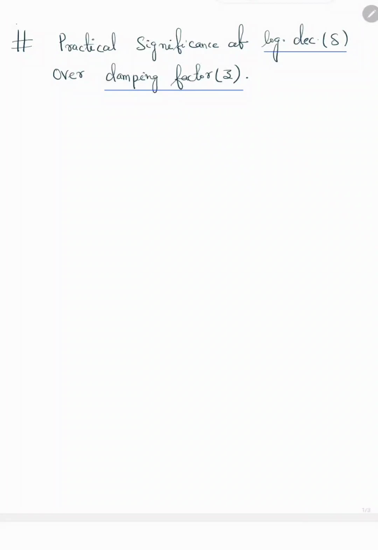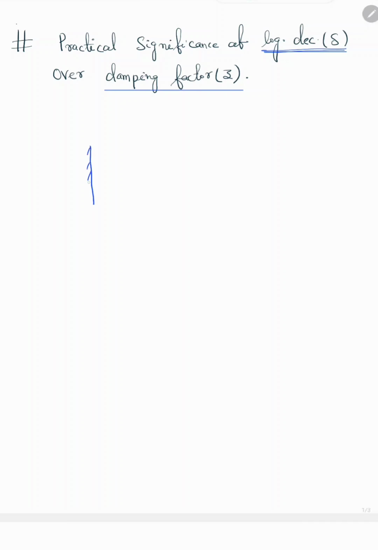So here we are going to understand the practical significance of logarithmic decrement delta over the damping factor zeta. It is one of the questions that has been asked in the DADO interview. So let's discuss this. First of all, in order to understand the practical significance of the logarithmic decrement delta over the damping factor zeta, first let's understand what is the problem.